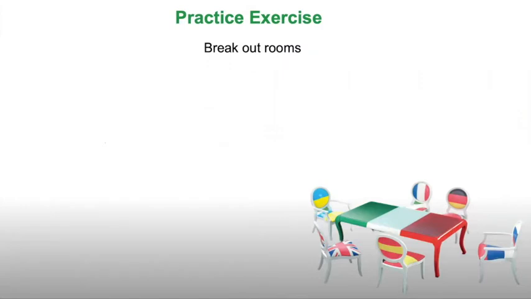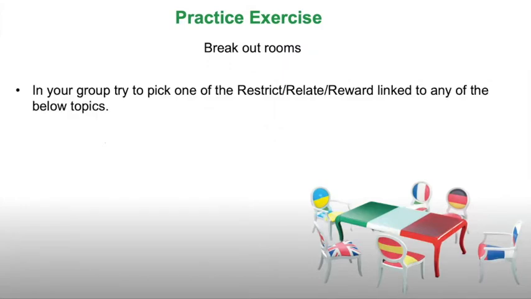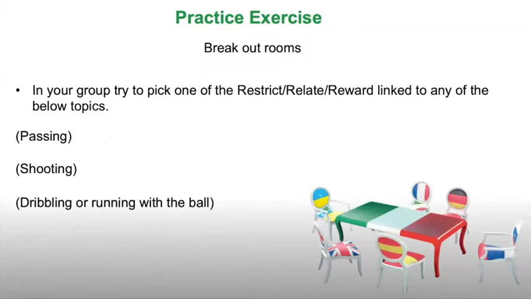So we're going to go into breakout rooms again. In your group, in your breakout room, just pick one of these. It can be restrict, relate, reward. You can have a go at all three if you want. And we're just going to put up a few topics: passing, shooting, dribbling or running with the ball, or counter-attacking. See if you can come up with one of them, what you might use within your practice. No pressure if you can't come up with them at all. We'll go for 5 minutes. So it'll be 4 minutes and then a 60-second countdown. And then I might ask someone to feed back. We'll put on a camera. Seb will pick someone out of the group. So have a go. I'll give another 10 seconds later on if you need to take a note. So we've got passing, shooting, dribbling or running, counter-attacking. You might want to take a photo.